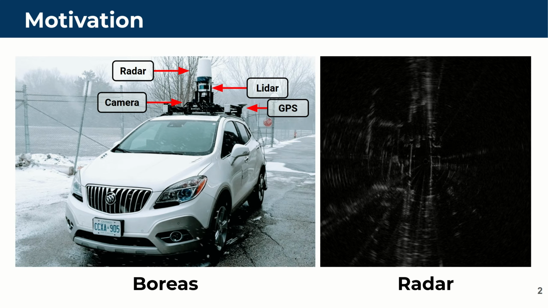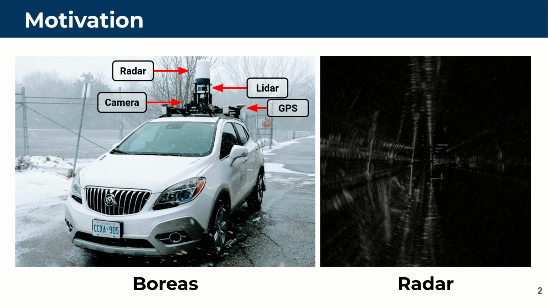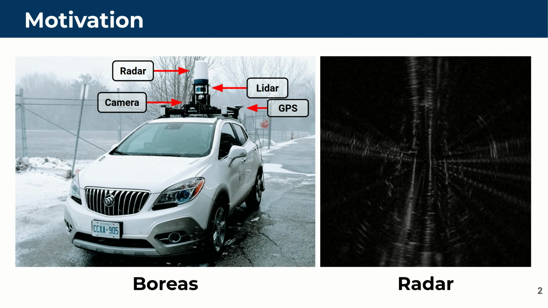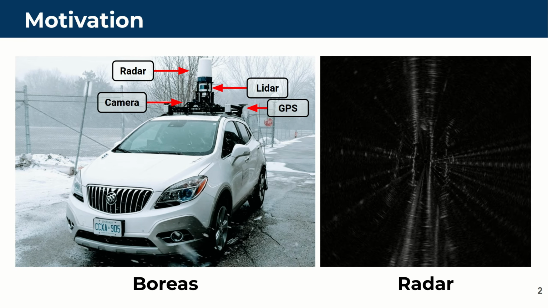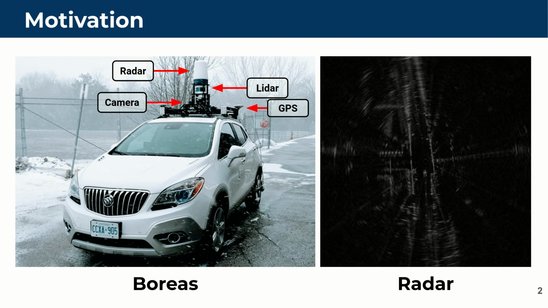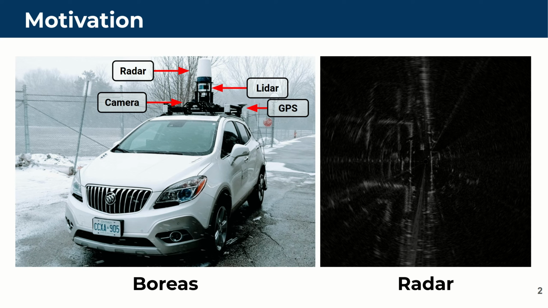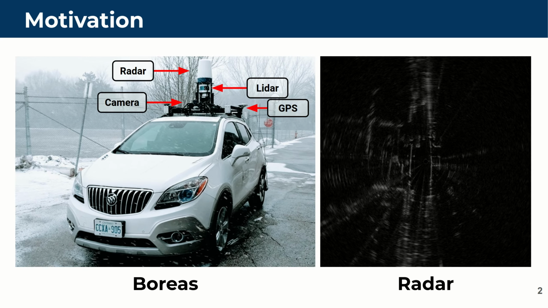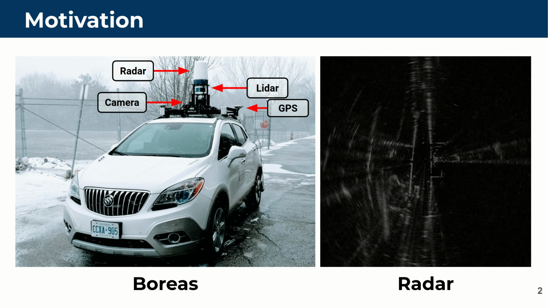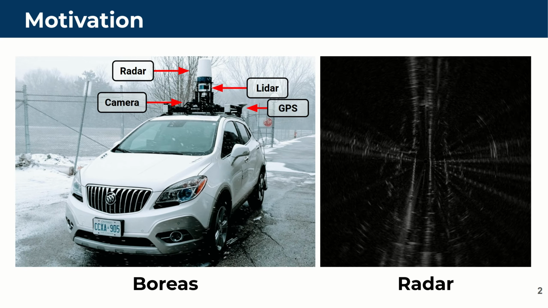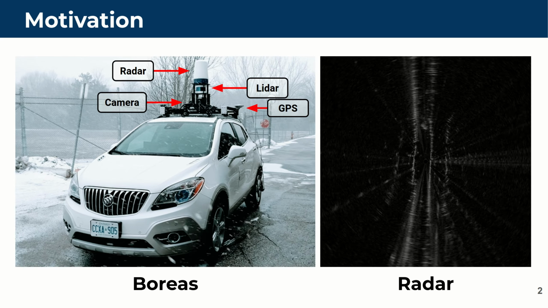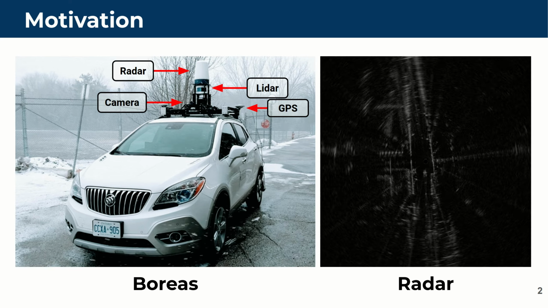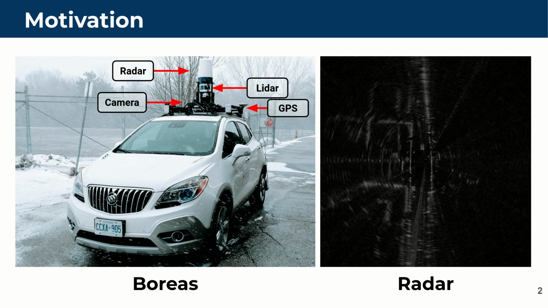On the left-hand side of the slide, we have a picture of Boreas, our data-taking platform which includes a LiDAR, radar, and camera. This video was taken during a snowstorm in Toronto, conditions that most autonomous vehicles today would struggle to operate in. The main goal of this research is to develop a radar-based localization system that can approach the performance of LiDAR-based algorithms in ideal conditions while surpassing their performance in adverse conditions.